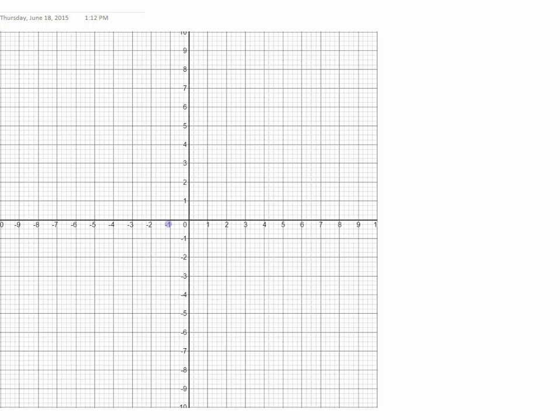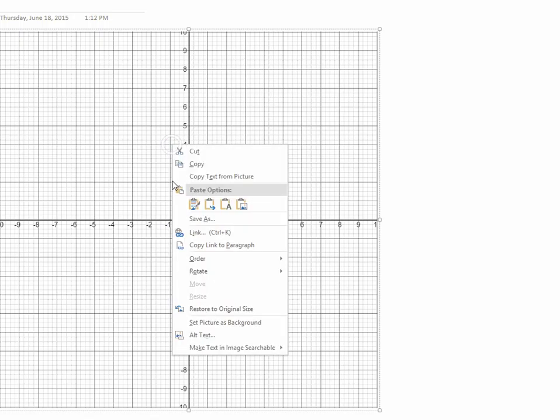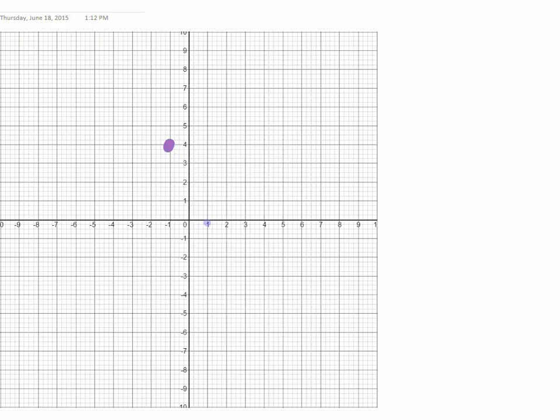So we have negative 1, up 4, and then 1 and negative 3. Put that back up there. Okay, here we go. I'm going to drop it, make it frown down here. And there we go.